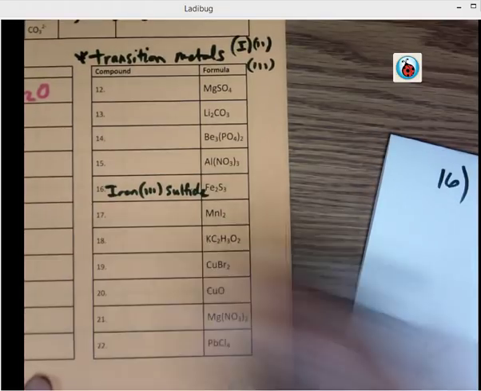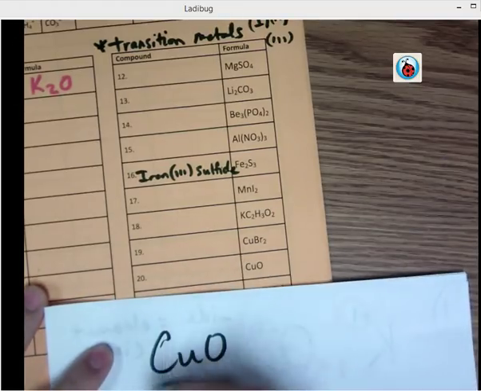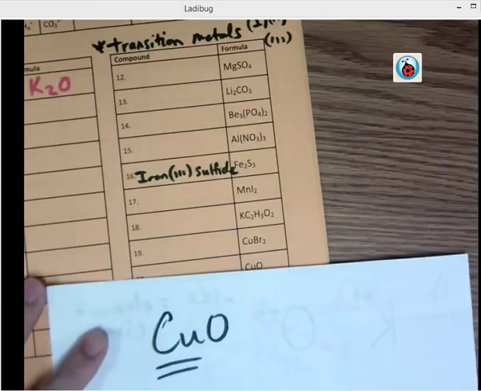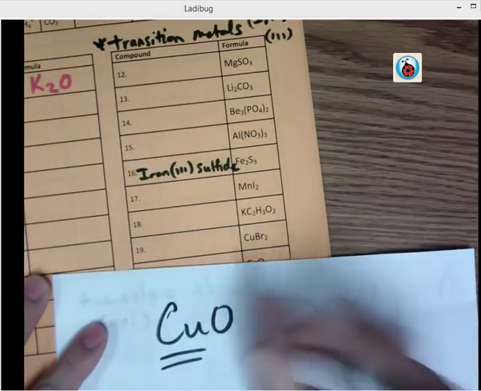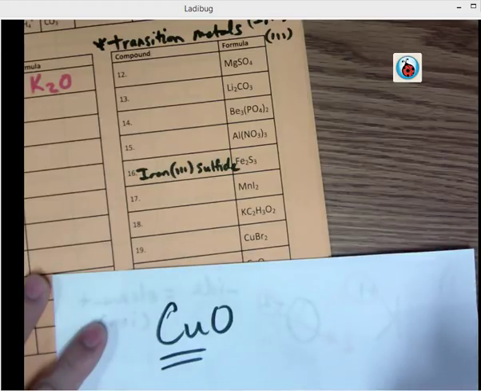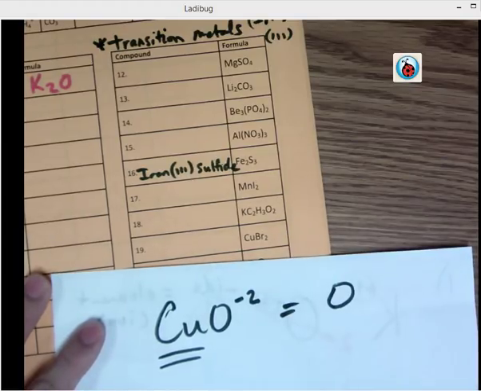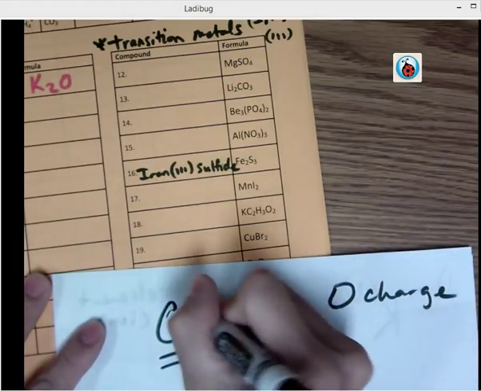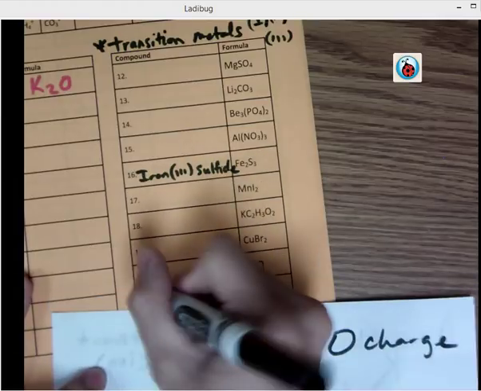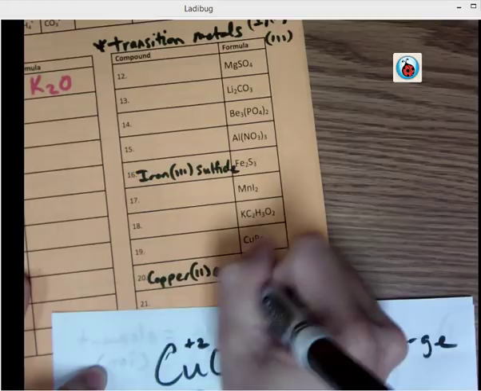Number 20. Look at that, that's a special one. CuO. Notice copper is a transition metal. So what's the charge? There's no subscript, so you can't cross anything. But we know that oxygen is negative 2. So in order to balance the whole charge out to 0, what must copper be? Copper must be plus 2. So this one is copper 2 oxide.